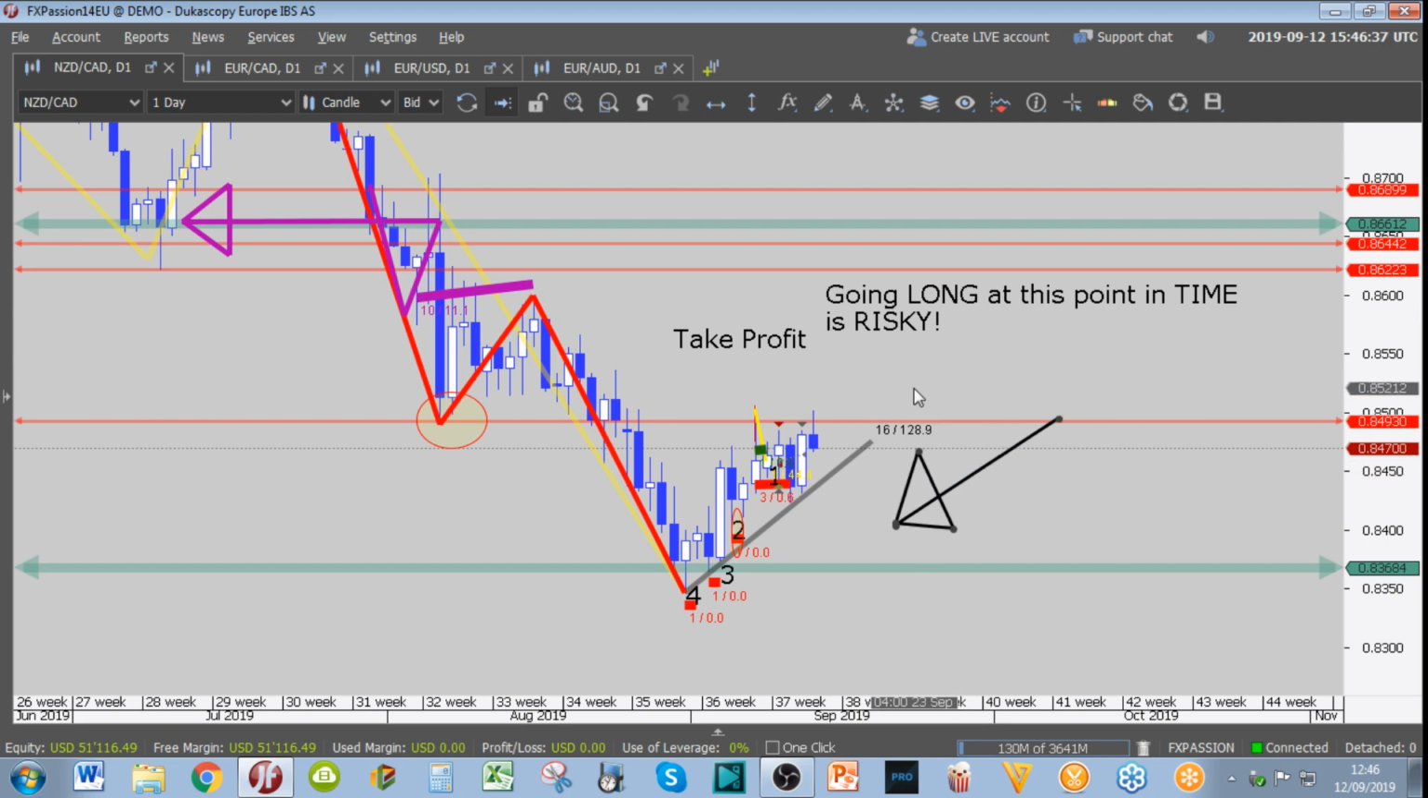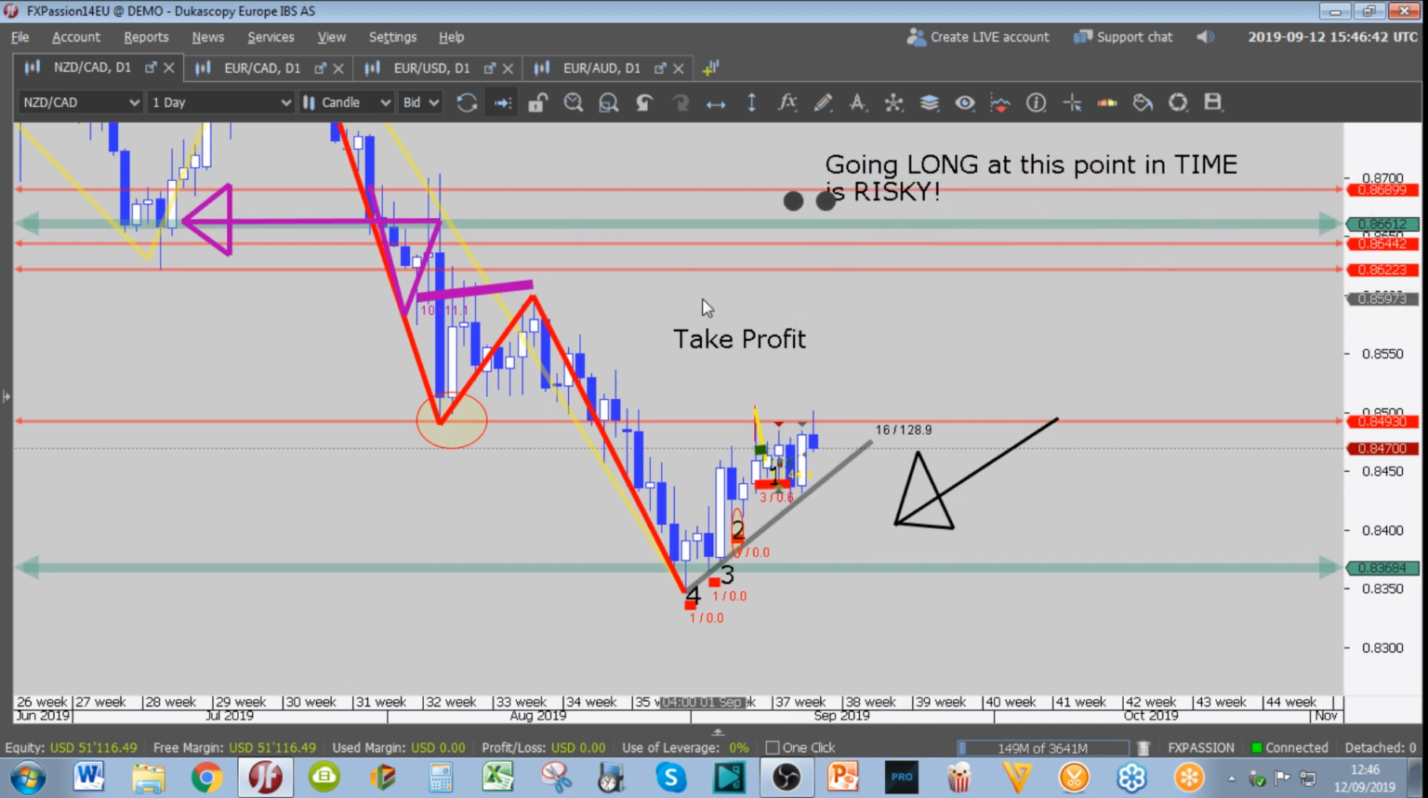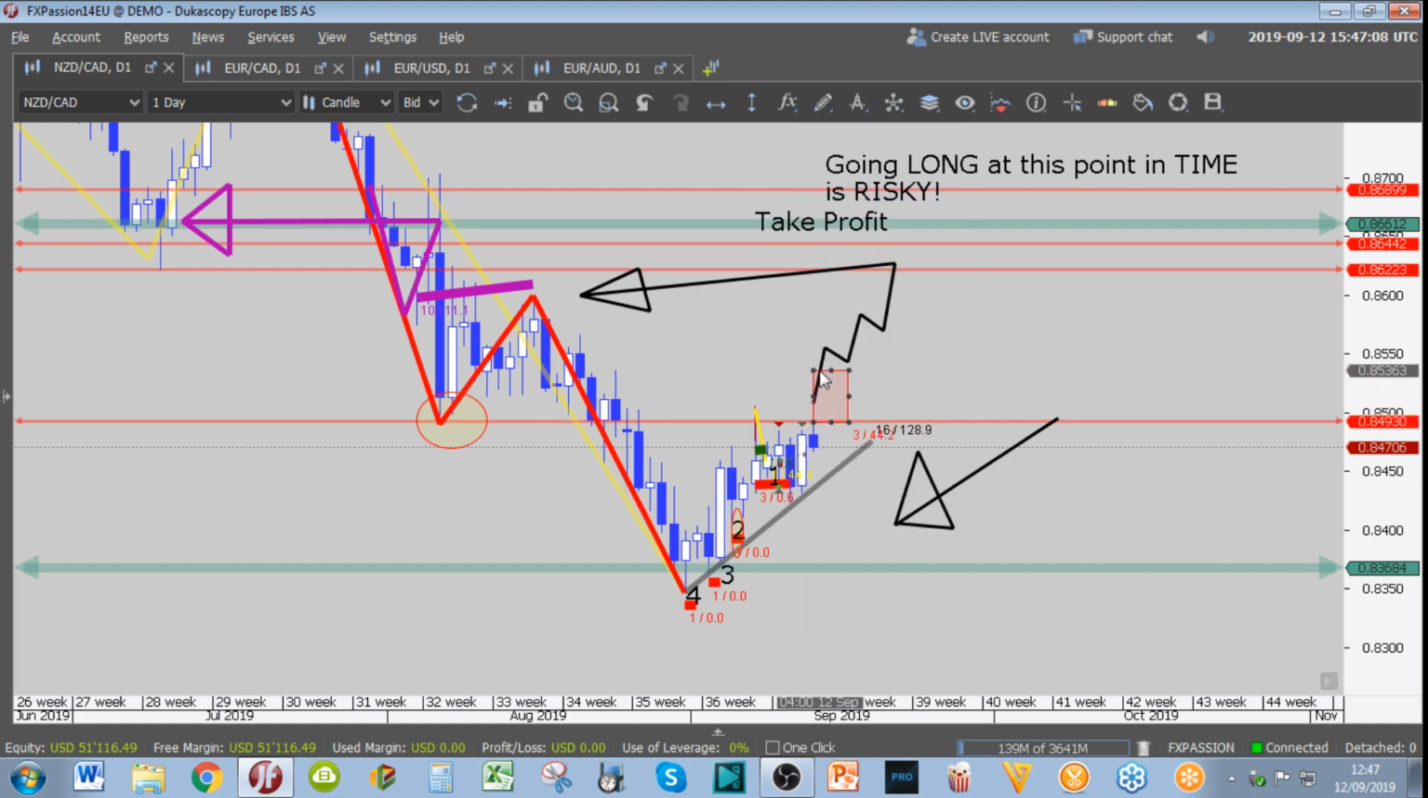Now, where is it okay to go long again? You should wait, and we are on the daily chart. It's just an example. It goes the same on the 15-minute chart, 30-minute chart, 1-hour chart. It's always the same. You should wait until the market makes a higher high compared to this high. This is the so-called risky area, the gray zone.